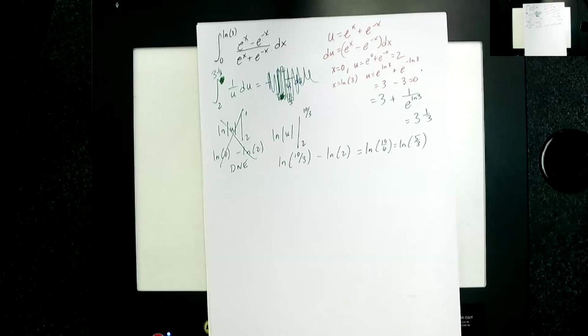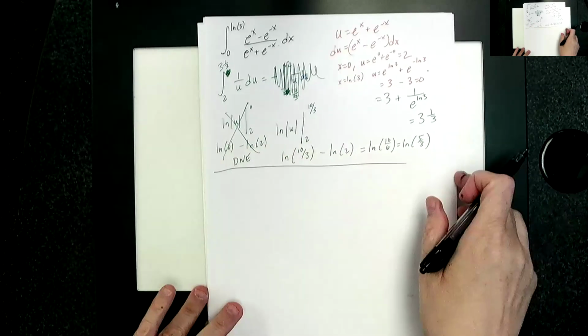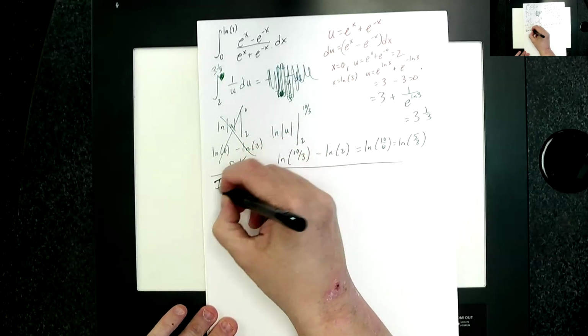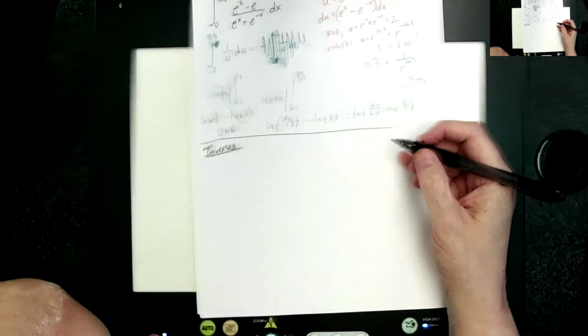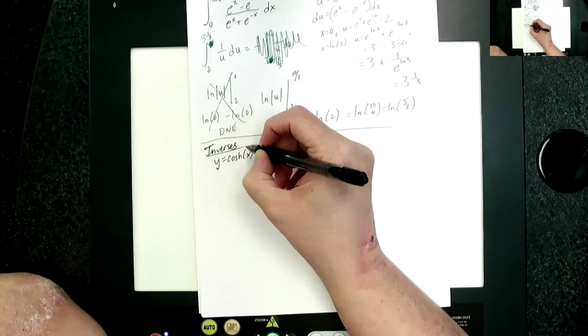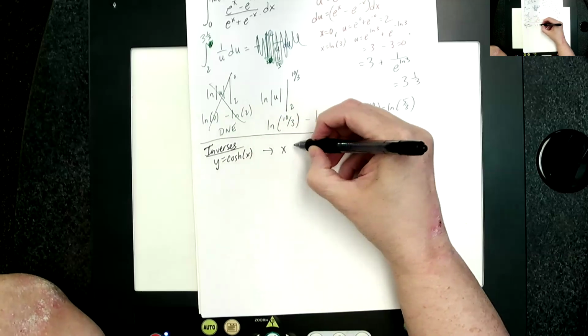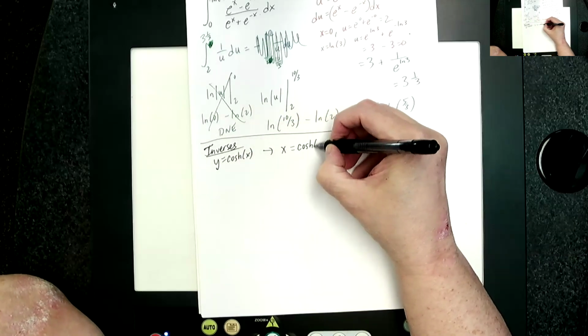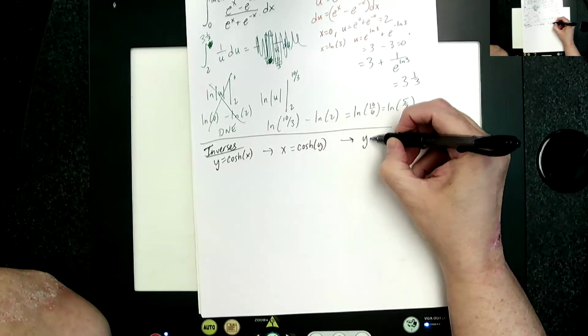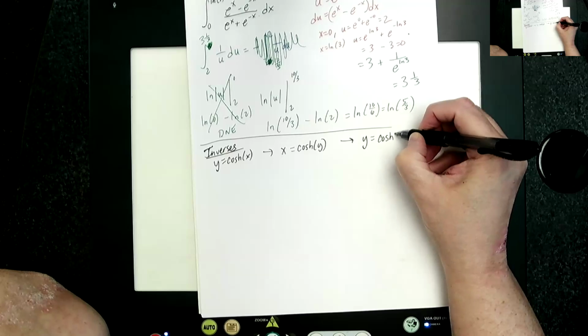All right. Inverses. So if we have y equals cosh x and we do the inverse, we swap the letters, right? That's how we find inverse functions. And I could write this as y equals cosh inverse x.